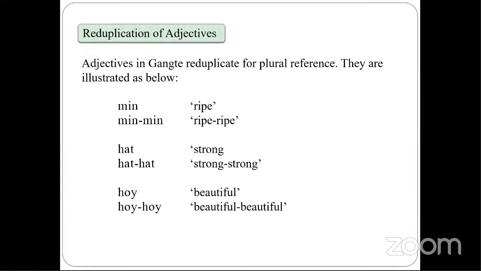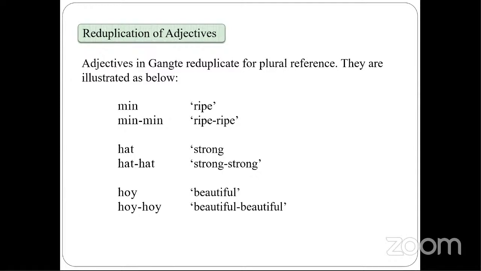And in the reduplication of adjectives, adjectives are reduplicated for plural reference, and they are illustrated as below. For example, min is ripe, and when min is reduplicated, min min, we have plural. It will signify plurality of ripe.